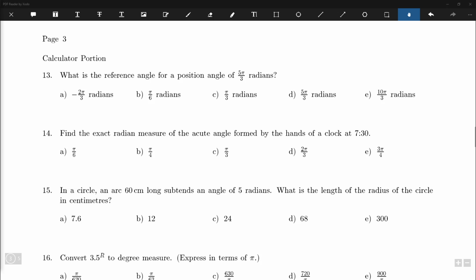So let us continue on to page 3. So it says the calculator portion here. Number 13, what is the reference angle for a position angle of 5 pi over 3 radians?